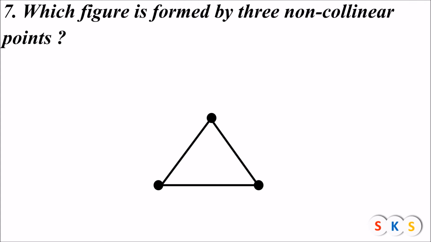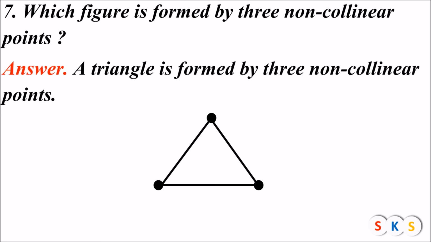Which figure do we have here? Triangle. So what will be the answer? A triangle is formed by 3 non-collinear points.